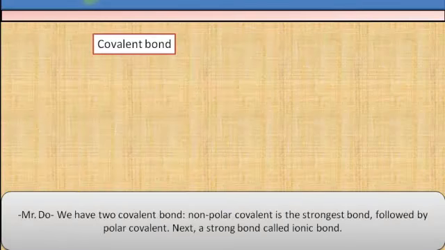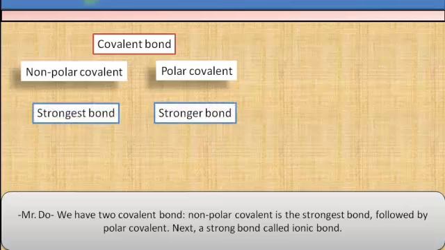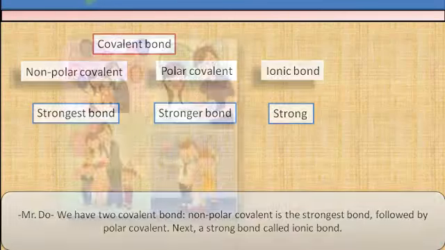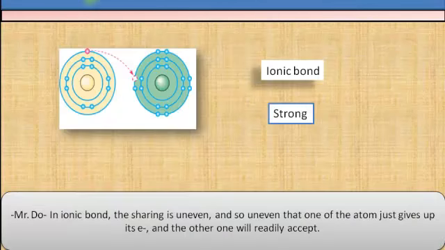We have 2 covalent bonds. Nonpolar covalent is the strongest bond, followed by polar covalent. Next, a strong bond called ionic bond. In an ionic bond, the sharing is so uneven that one of the atoms just gives up its electron, and the other one will readily accept.